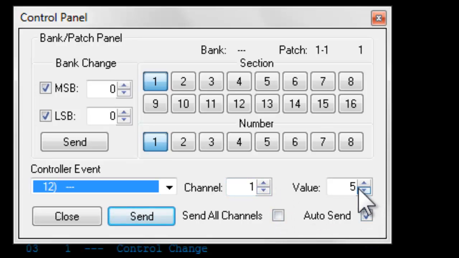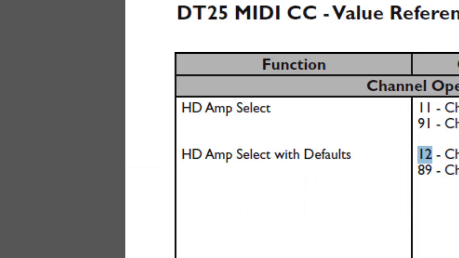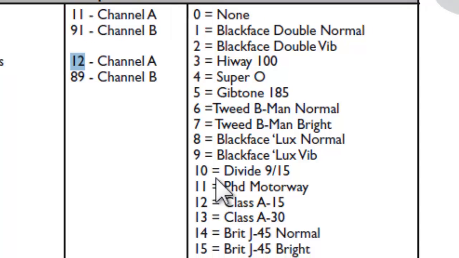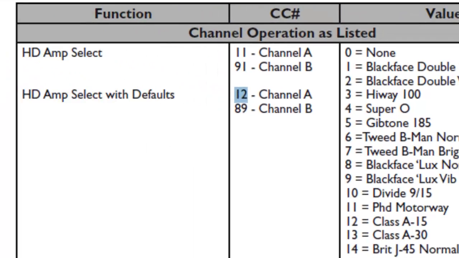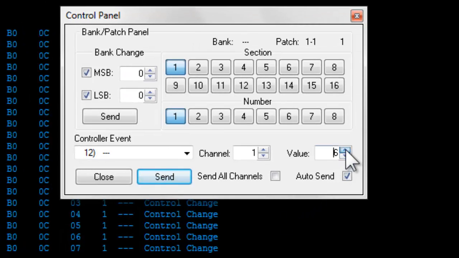So I'll just go through this now. Currently I've got it set on value 5, which if we go back to the chart here, value 5 is the Gibson. And now if I go, say, to value 6, you can hear it. Now it's changed to what would be the Bassman model. And if I go to 7, it's an alternate Bassman. If I go to 8, I'm not sure what that is.